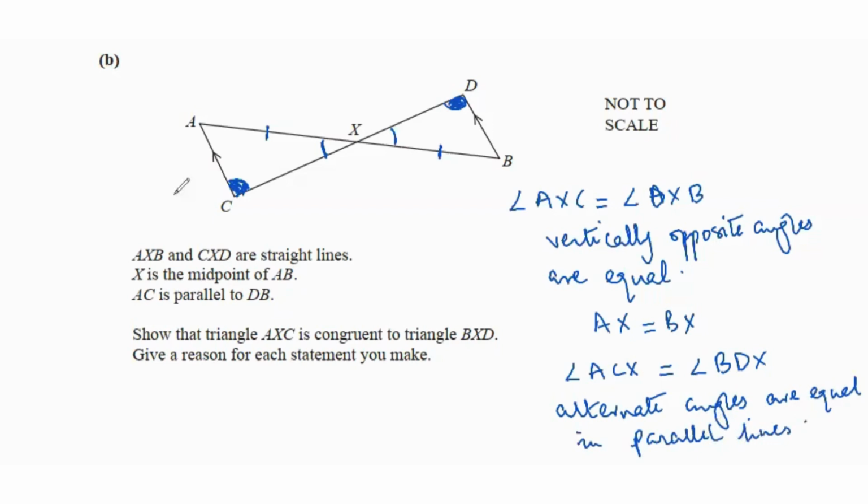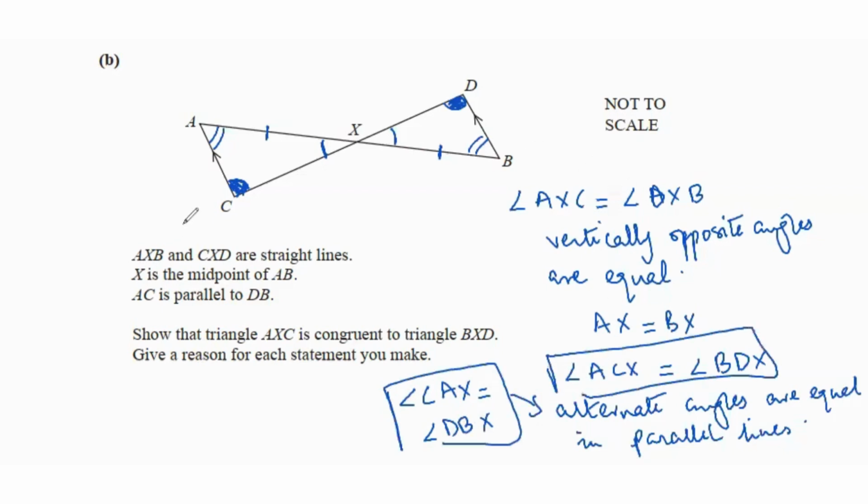So we had to show that triangle AXC is congruent to BXD. Since we have these angles equal, even this angle would equal to this because of the alternate angle thing. Angle CAX is equal to angle DBX. This for this and for this. So we can use angle side angle, ASA. That is the rule for congruency for these two triangles.